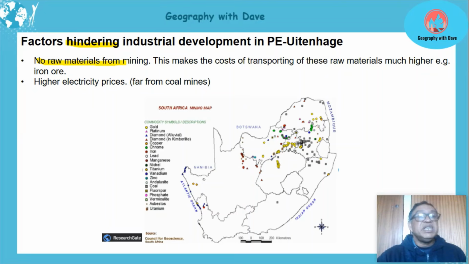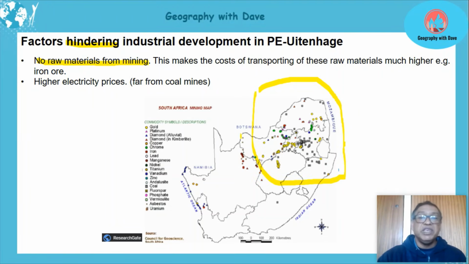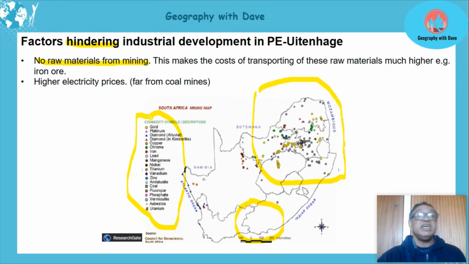No raw materials for mining, or limited. Now look at this, from mining rather. Look at where the minerals are, learners. If we look at this map, all these minerals are in the north, northeast, central part, etc. And look at this area here, it has no symbols relating to this. This is a definite factor hindering.